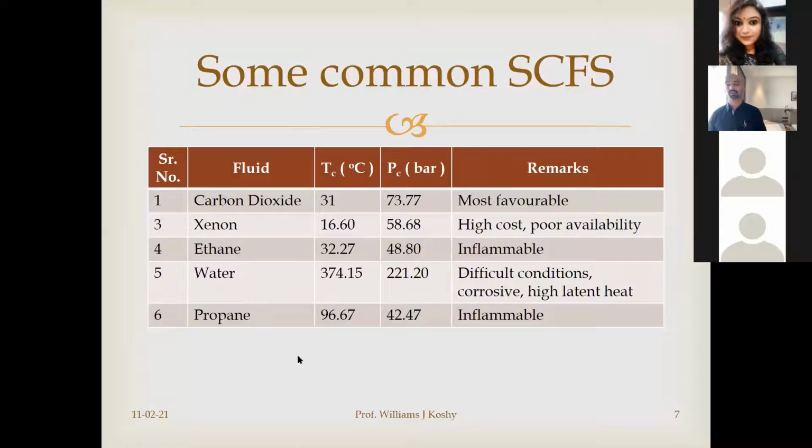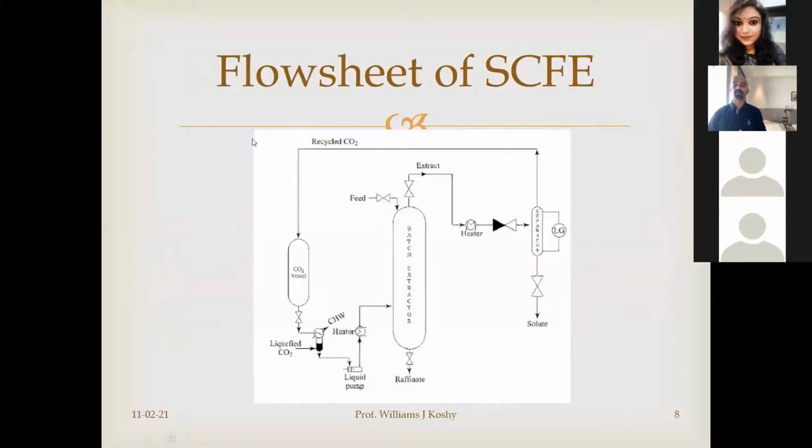Okay, next. Now this is a general flow sheet of what supercritical fluid extraction looks like. This is a general flow sheet from which we will get an idea of how extraction happens. Now this is basically a batch process where in the batch extractor you have already loaded the material which has to be extracted. The material from which you want to extract something, you have already filled into the batch. If you can see, in the CO2 vessel we have carbon dioxide.